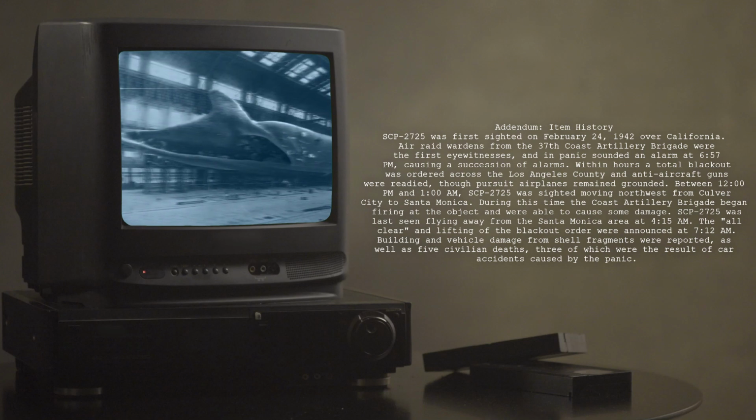SCP-2725 was first sighted on February 24, 1942 over California. Air raid wardens from the 37th Coast Artillery Brigade were the first eyewitnesses and in panic sounded an alarm at 6:57 p.m., causing a succession of alarms. Within hours, a total blackout was ordered across Los Angeles County and anti-aircraft guns were readied, though pursuit airplanes remained grounded. Between 12 p.m. and 1 a.m., SCP-2725 was sighted moving northwest from Culver City to Santa Monica.